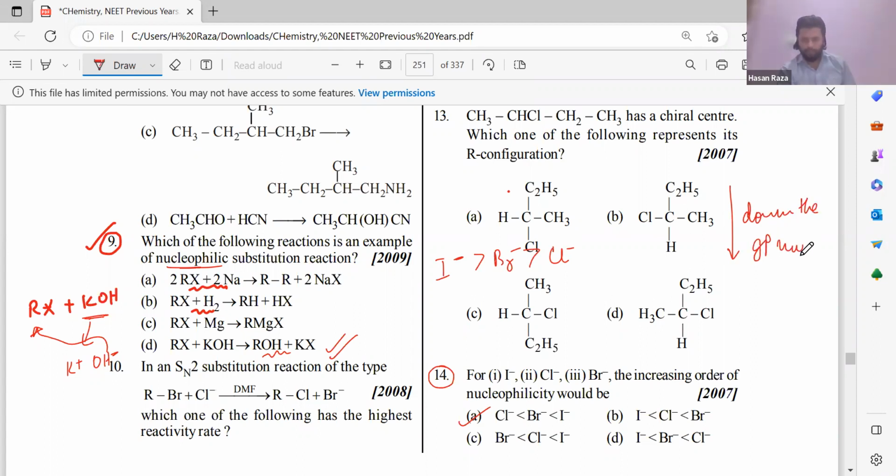Nucleophilicity increases because the size of the ion also increases, and the distance between the last electron and the nucleus increases, so the force of attraction decreases, so it can easily donate. That's why I minus is the best, then Br minus, then Cl minus.